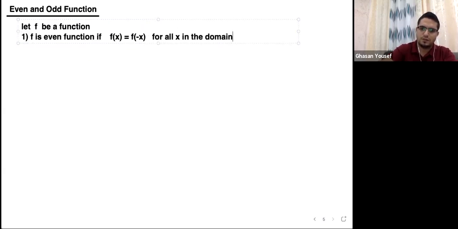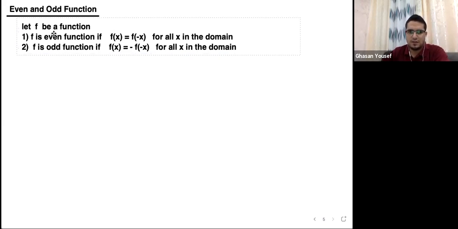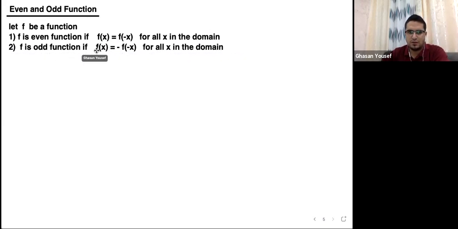For all x in the domain. Now, the second one: we said f is an odd function if f of x equals minus f of minus x for all x in the domain. So this is the definition. If the question asks you to check if the function is even or odd, you have to check these rules.